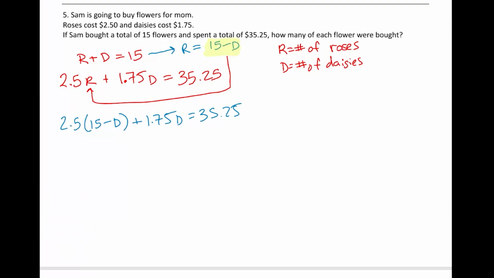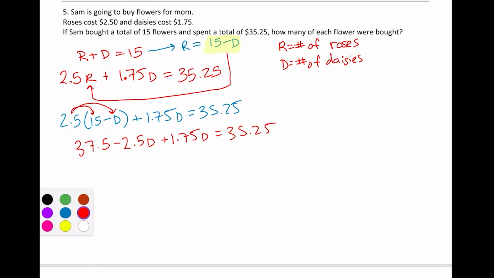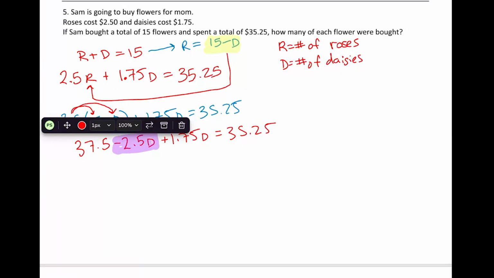We do have quite the equation here, so let's go ahead and use the distributive property. 2.5 times 15, that's something I'm going to do in the calculator. 37.5 minus 2.5D plus 1.75D equals 35.25. Then I'm going to combine my like terms, which are these two terms with the D. Negative 2.5 plus 1.75. Again, don't try to do all this in your head. Just type it in the calculator. Negative 2.5 plus 1.75 is negative 0.75.